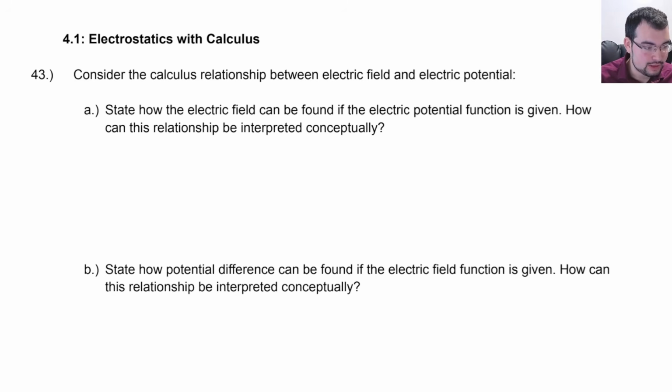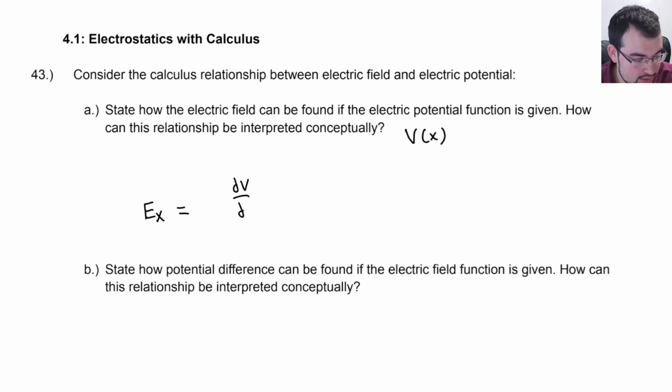All right, so first we're going to relate E and V via calculus. So what do we do if we're given a potential function V of x? How do we find the field? Well, we said that the E field points downhill in the electric potential. So E points downhill is how we interpret this.